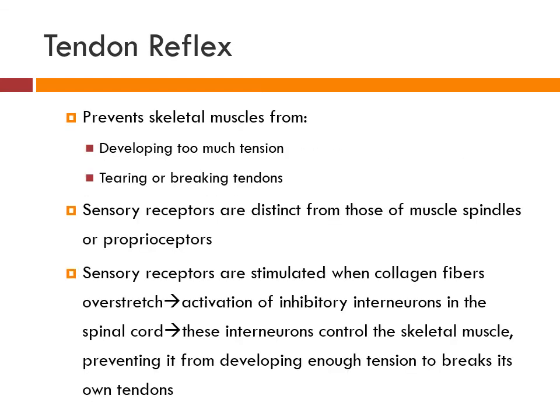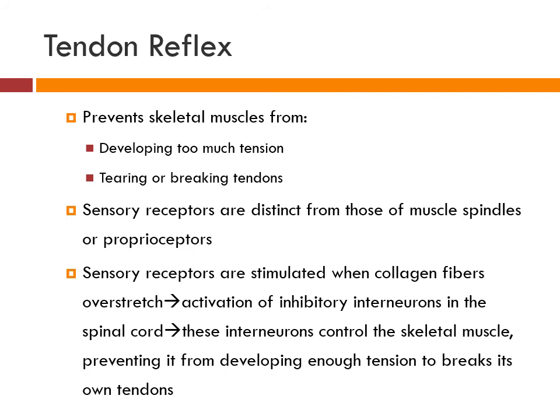The tendon reflex prevents our skeletal muscles from developing too much tension and therefore tearing or breaking our tendons. Sensory receptors are distinct from muscle spindles or proprioceptors. They are stimulated when collagen fibers begin to overstretch. That is going to activate inhibitory interneurons in the spinal cord. Those interneurons control the skeletal muscle, preventing it from developing enough tension to break its own tendon.